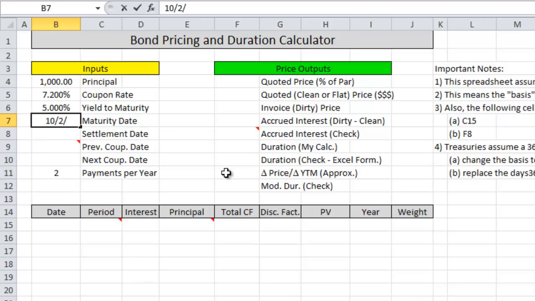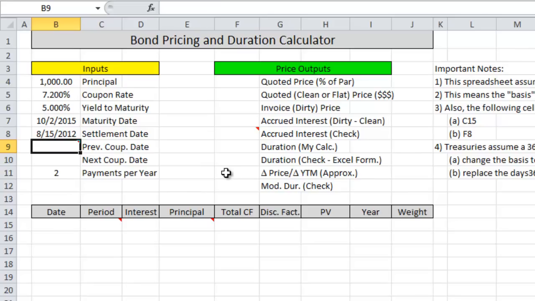Just to start out, I'm going to put in a maturity date of October 2nd, 2015, and I'm going to put in a settlement date of August 15th, 2012. Now, for our purposes, you actually don't need this if you're just using the black box formulas, but for our purposes, we actually need to know the previous coupon date and the next coupon date.